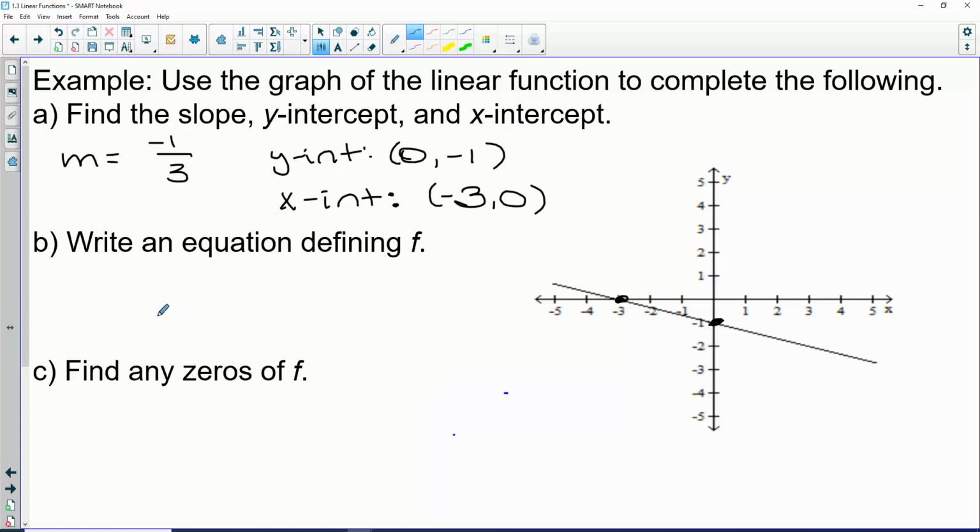All right, so our equation, I'm asking you to write it as a function. We know f of x is the same thing as writing y. So y equals mx plus b, or f of x equals mx plus b. Our m is -1/3. What's the b? -1. So f(x) = -1/3 x minus 1.